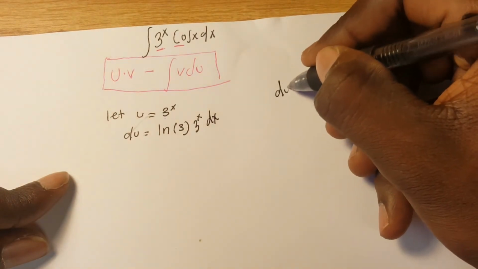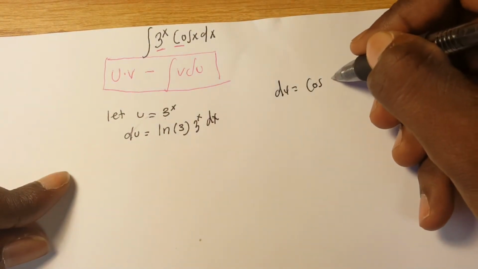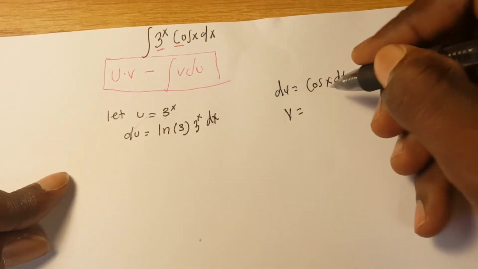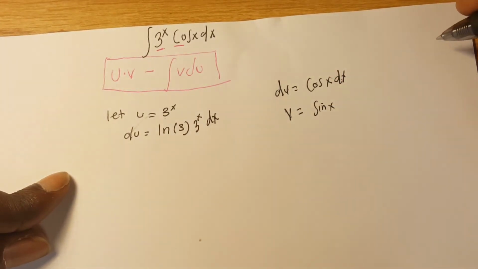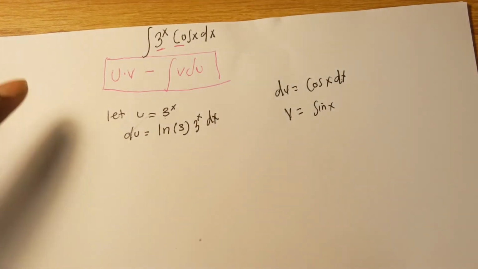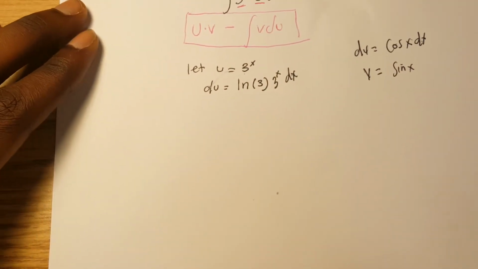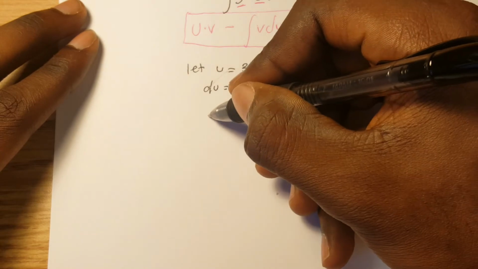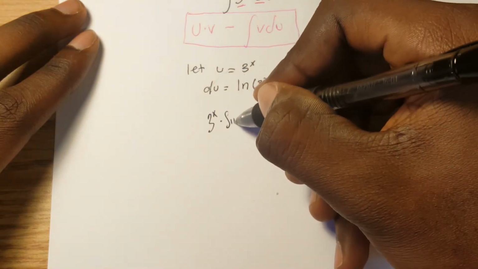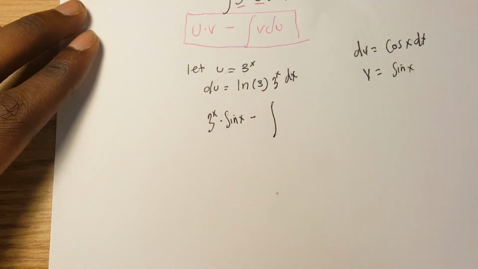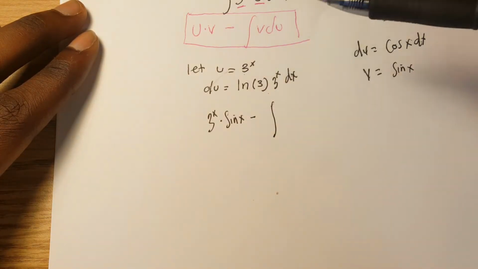Then we will let our dv be equal to cosine of x dx. So v is equal to, if you integrate this guy, you go back to sine of x. So we will then multiply our u by our v. So we are going to have 3 to the x multiplied by sine of x, minus that guy. Here we have natural log of 3, which is just a number.